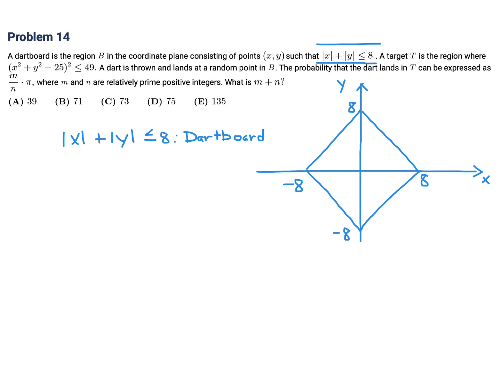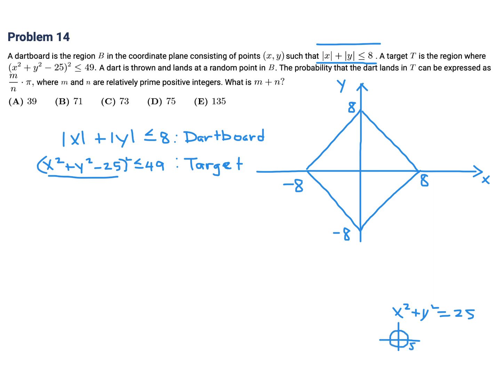And then we have the target. And the target is a different equation, a different inequality. It's (x squared plus y squared minus 25) all squared is less than or equal to 49. So that basically means that we've got a circle, of radius 5, I think. If you have x squared plus y squared equal to 25, that's a circle centered at the origin that has a radius of 5.